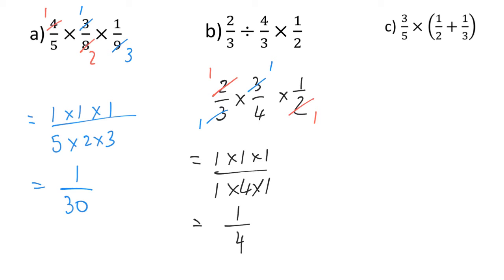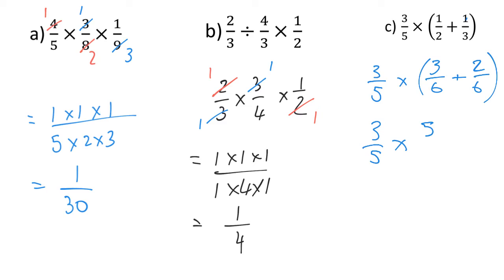Example C, here we clearly have a bracket, so we have to do that first. There's nothing we can do with the 3/5, we have to do the bracket first. So we're going to have 3/5, it's going to stay the same, multiplied by a fraction where we're adding things. Now to add fractions we need a common denominator. The common denominator here is 6. And the 1/2 is 3/6, so we've multiplied top and bottom by 3. And the 1/3 is 2/6, so we've multiplied top and bottom by 2. So that's 3/5 multiplied by 5/6.